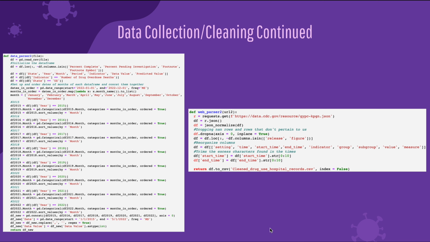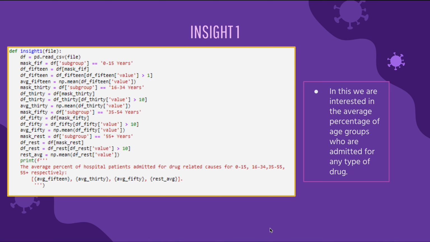And on the right, I used JSON normalize to get the JSON code and then convert it into a data frame. And then I dropped the nulls within the data frames. And then I made sure that there were no extra characters within the start time columns because they had extra times that would just conflict with what we wanted to do with the data.